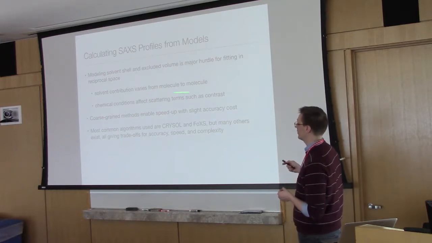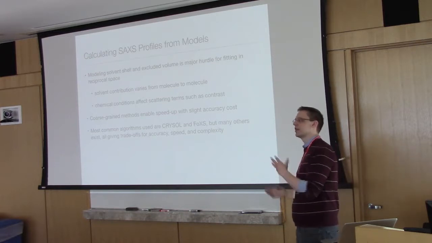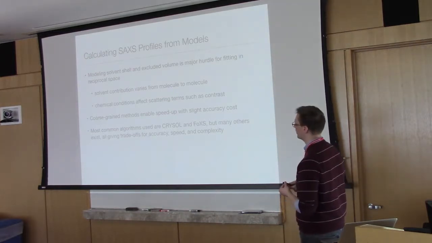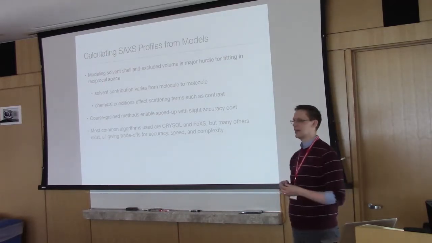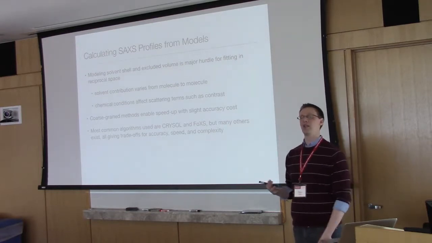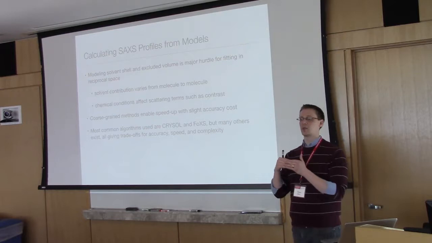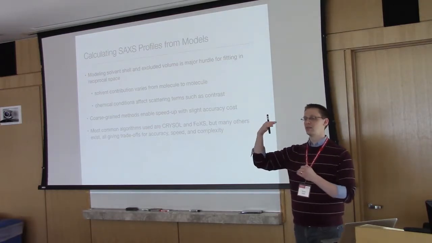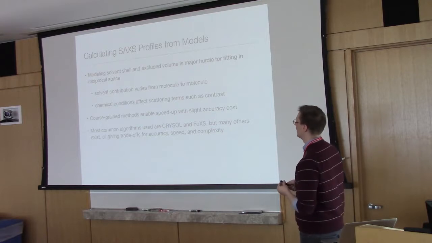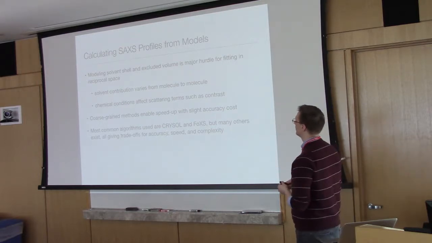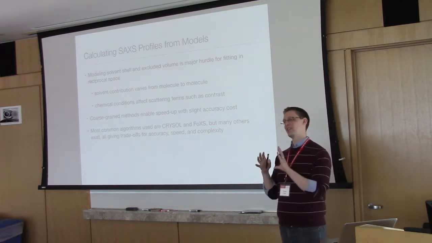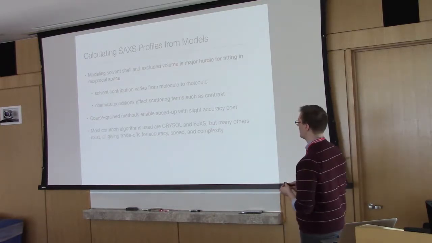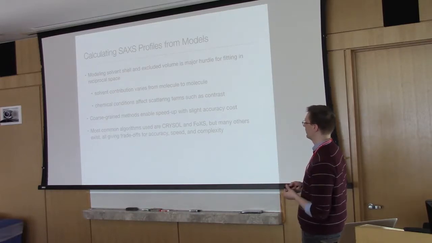So the solvent contribution varies for different molecules. Obviously, more hydrophilic or hydrophobic surfaces will associate water differently. The chemical conditions can affect scattering terms such as contrast. If you've got a high salt or some component in there that scatters a lot, the relative contrast between the carbon and oxygen atoms in your protein is going to give a different overall net scattering than if you just had water, for example. So coarse grain methods help to speed up this process. They can model a residue rather than an atom, and that helps to speed these things up, or beads or whatever it is you're doing.